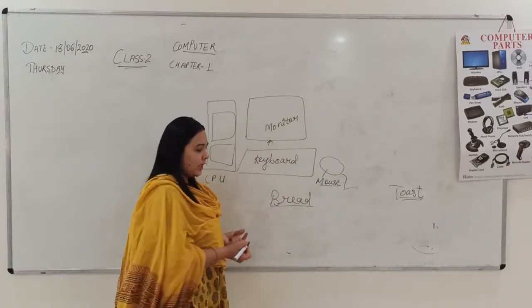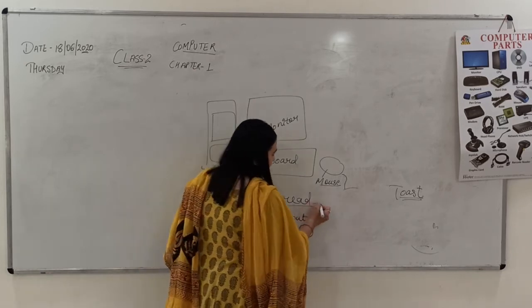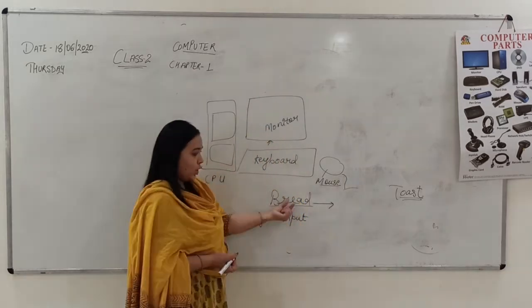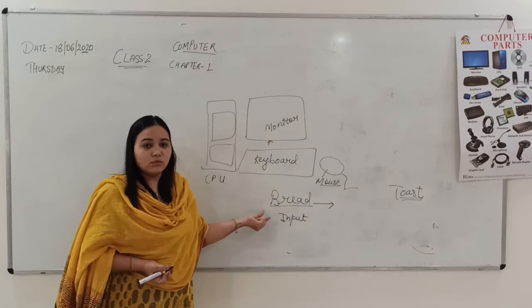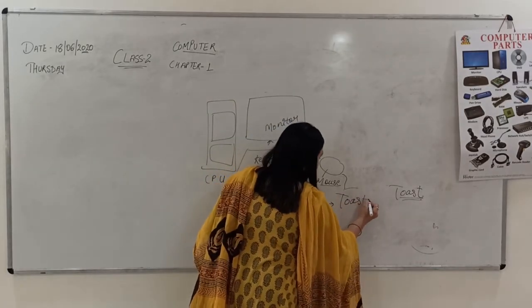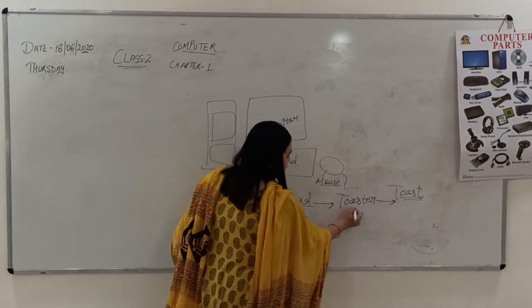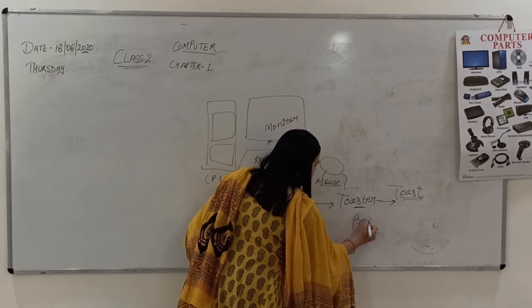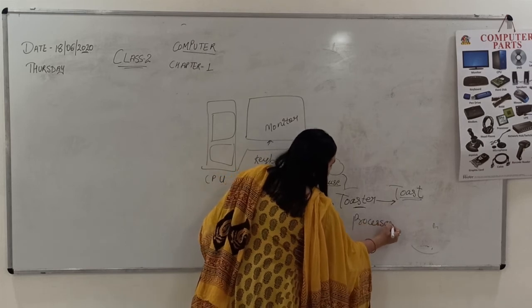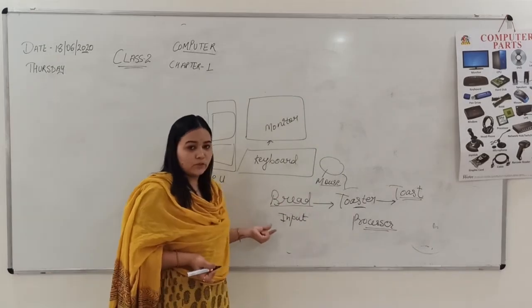So bread is going to be the input, and to make a toast out of this bread you need a toaster. This can be an electric toaster, and then this toaster is a processor which is going to process this input given by you.